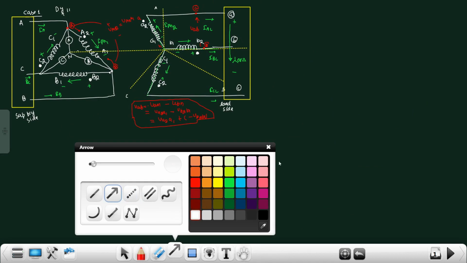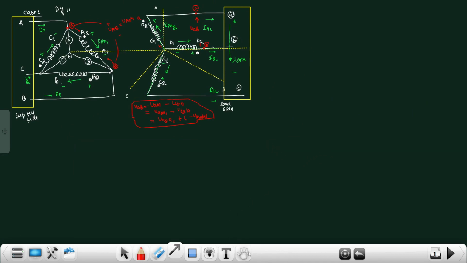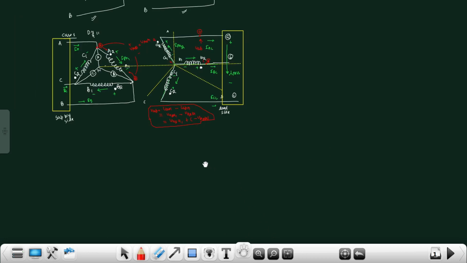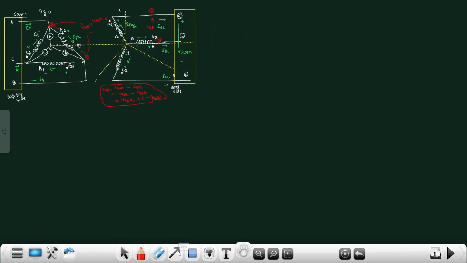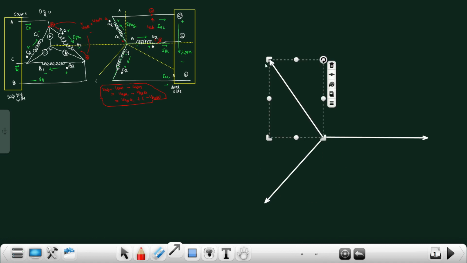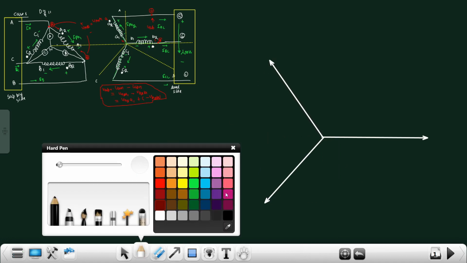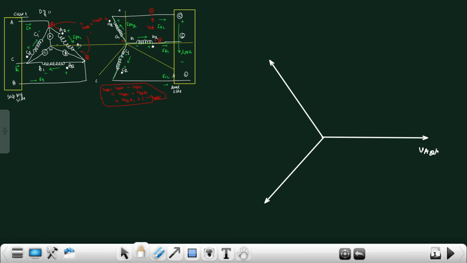First of all, I am drawing the HV side phasor diagram. So this is VA2 A1 of the HV side, and this is VB2 B1 of the HV side, and this is VC2 C1 of the HV side.